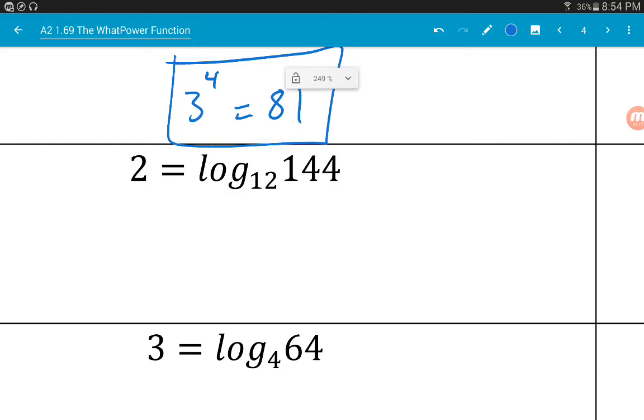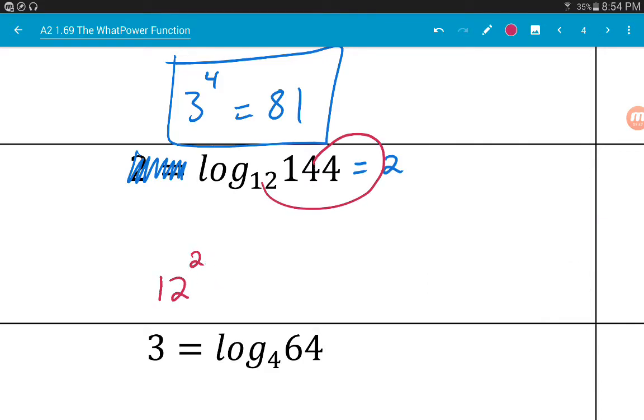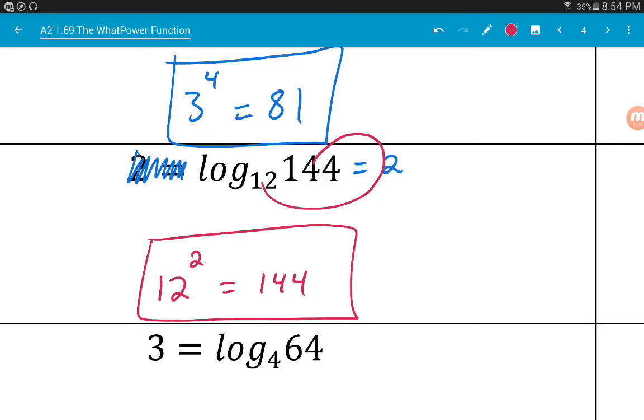Next, this one's weird. It's weird because if I try to do the swoop the same way, I get 12 to the 144th is equal to 2. Well, no way that 12 times itself 144 times is equal to 2. So the problem is that the log is not on the left now. So what I prefer to do is I say, all right, move the equals 2 over. We'll forget about them here on the left-hand side. And now I can do the swoop. Do the swoop, and you get 12, 2 equals 144. And 12 squared does equal 144.